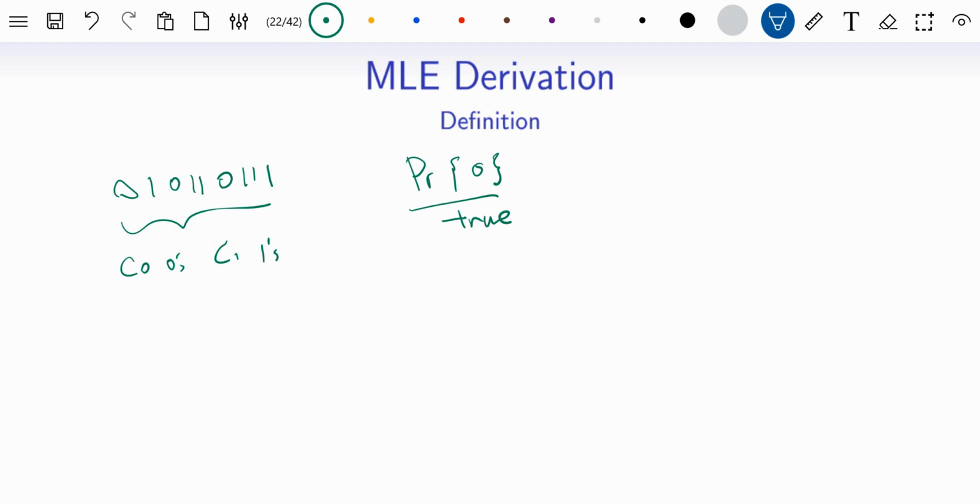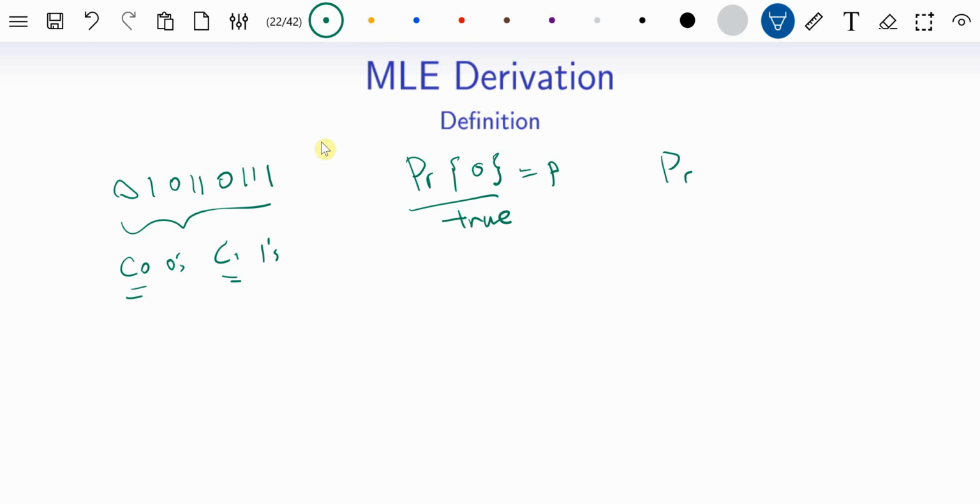So you can imagine a machine just spitting out zeros and ones, and it's zero with some probability, say p, and then the machine just spits out like 10 numbers. You just observe these 10 numbers, you get like 5 ones and 5 zeros, and what you want to do is guess the actual true probability that the machine is spitting out zeros. So that would be the idea.